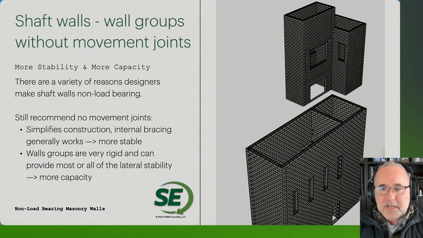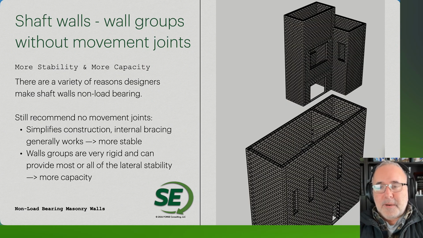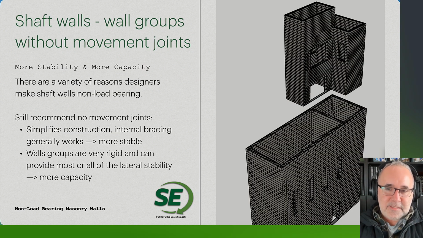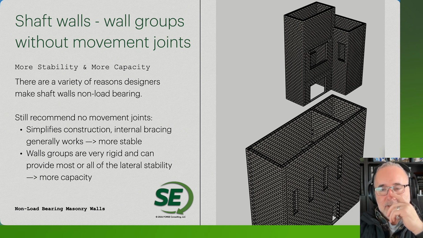Shaft walls. Shaft walls are certainly elements that we like to see being used as shear walls, mainly because it generally doesn't change the design of the shaft, making it a shear wall element. The boxed wall group, as I like to call it, has a lot of stability, a lot of capacity. Making sure that we don't have any movement joints in these elements is going to be important to make sure that we can take full advantage of all of the capacity of the boxed wall groups that are in there.